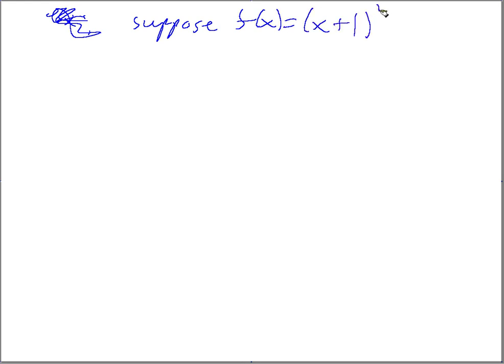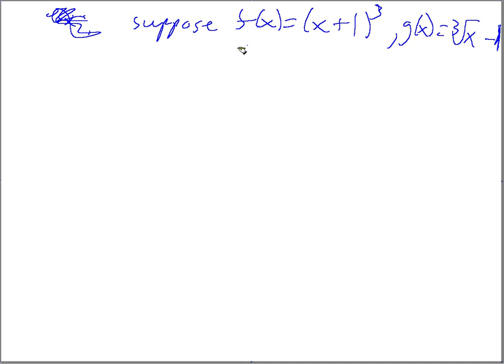Let me give you two particular functions to study here. Suppose f of x is equal to x plus 1, cubed. So a cubic function here. Let g of x be the cube root of x, minus 1. And the minus 1 is outside of the cube root. That's a 1 right here, outside of the cube root.